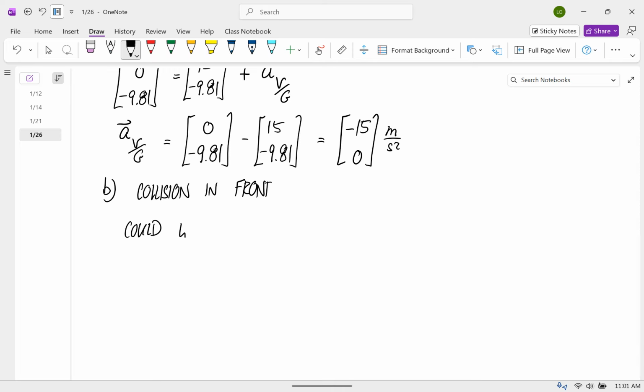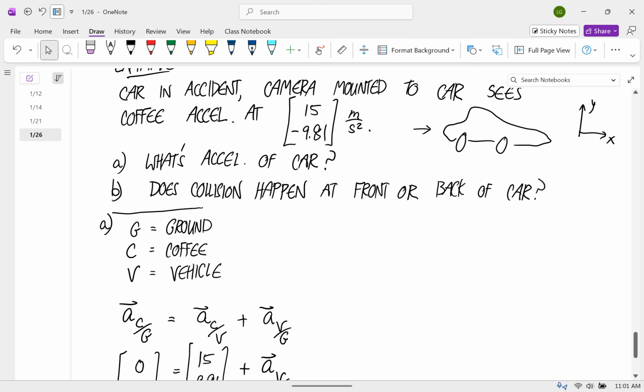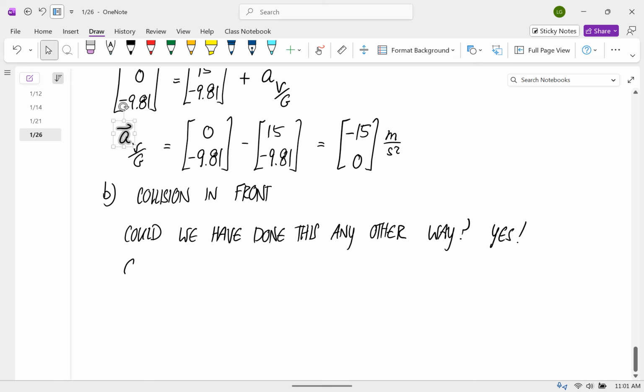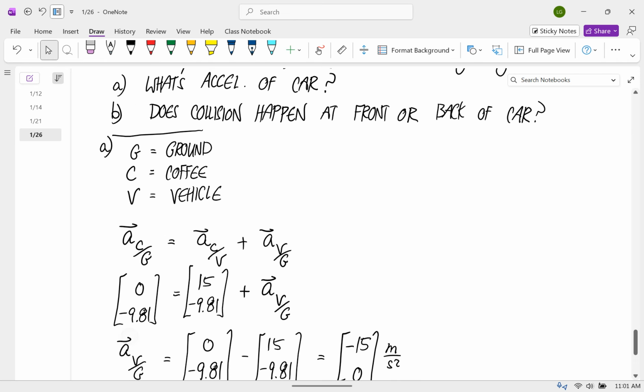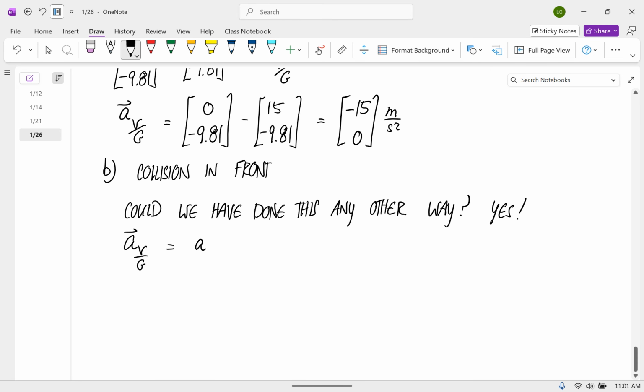Could we have done this any other way? We could have said that the thing we're trying to find is the acceleration of the vehicle relative to the ground. And then we could have put in the things that were given. So the acceleration of the vehicle relative to the ground, which is what we want, is equal to, so what things are we given here? We're given the acceleration of the coffee relative to the ground, and we're given the acceleration of the coffee relative to the vehicle.